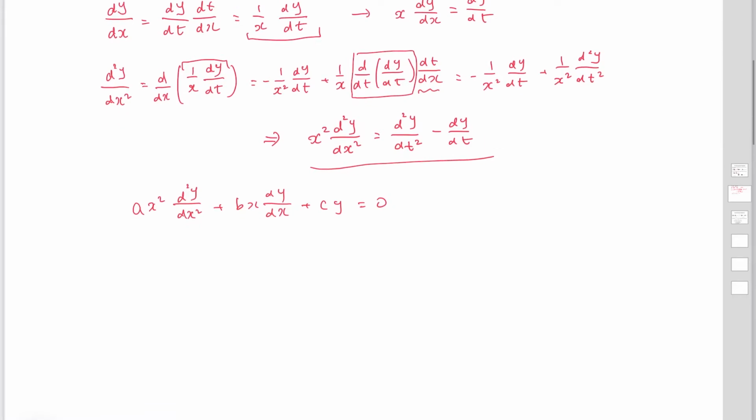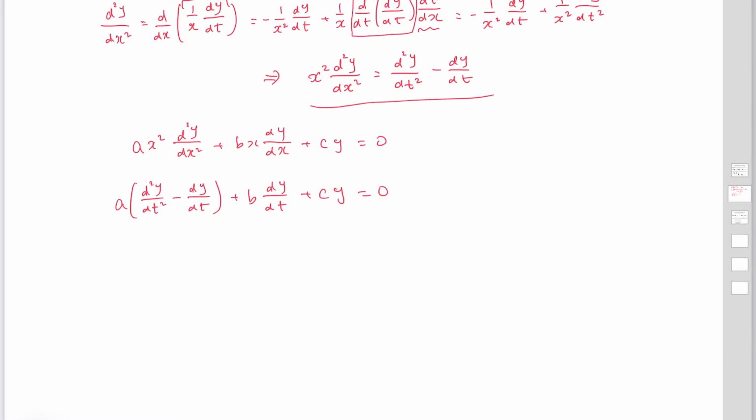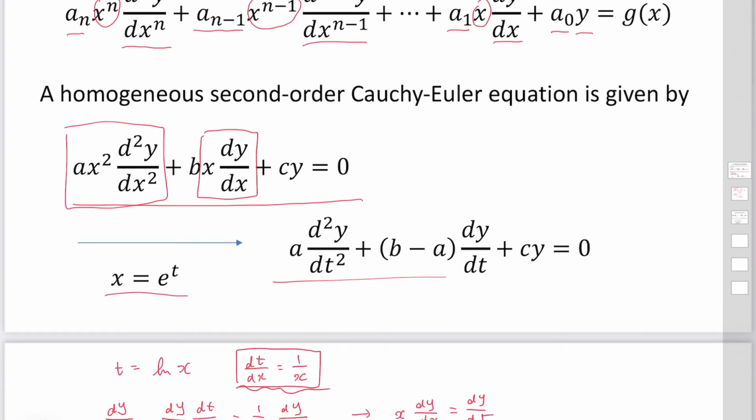So it becomes a times the second derivative minus dy/dt, plus b dy/dt plus c y equals 0. So now it becomes a times the second derivative plus b minus a times dy/dt plus c y equals 0. So we have a differential equation with constant coefficients. This is exactly the same as this equation.